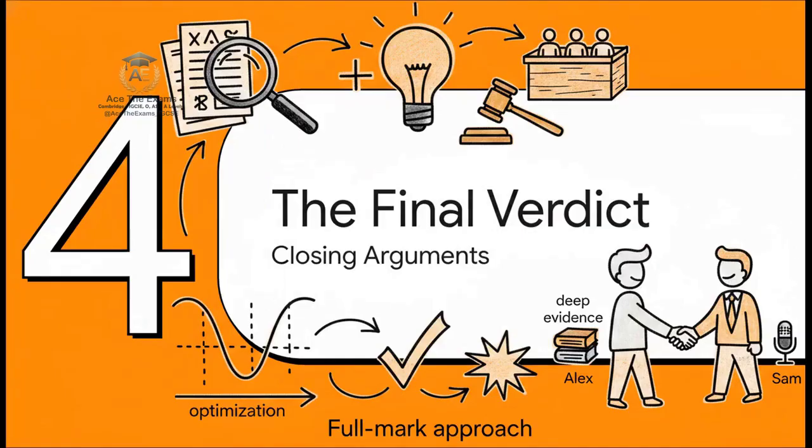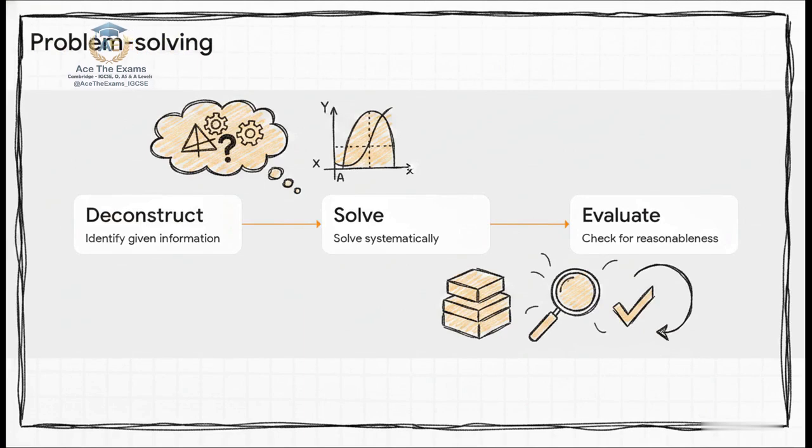Finally, Section 4, the final verdict and closing arguments. Let's merge these approaches for a flawless strategy. Working together, our attorneys now present the ultimate problem-solving loop for 1.1 Quadratics. First, deconstruct. You have to identify the given information and break it all down into logical steps. Second, solve. Execute the math systematically with incredibly clear working to lock down every single one of those method marks. Third, evaluate. Check your final answer for reasonableness and make justified recommendations based entirely on the context.